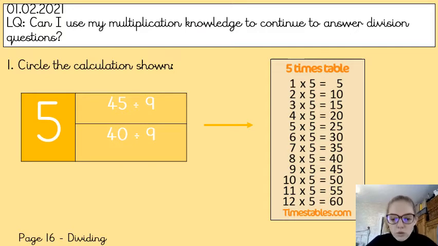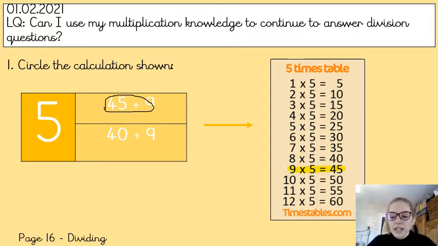So I need to look through for 9 times 5. So I can see 9 times 5 here, and it says that it's 45. So the inverse of 9 times 5 must therefore be 45 divided by 9. So I would draw my circle around 45 divided by 9.